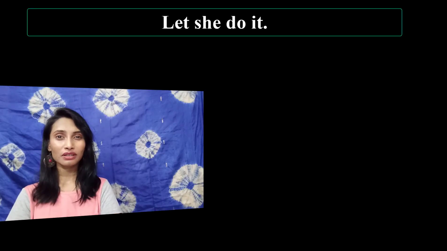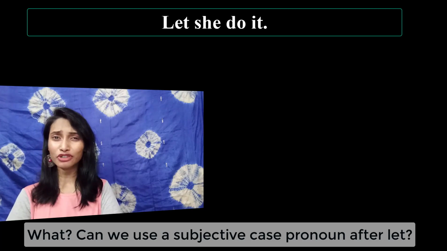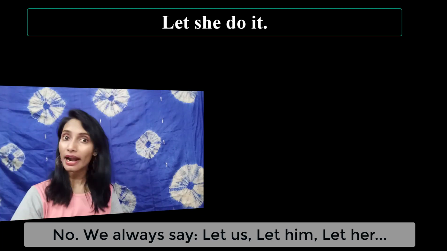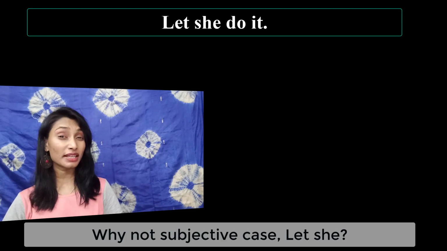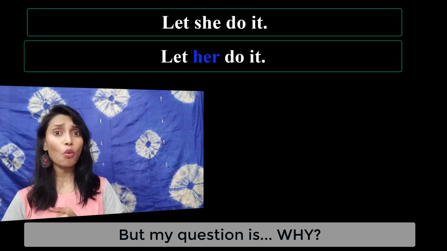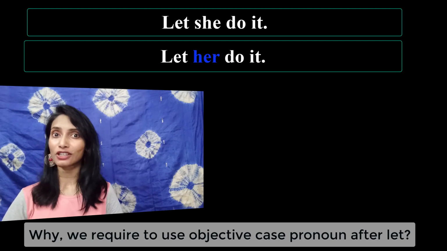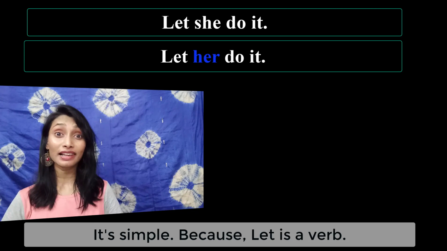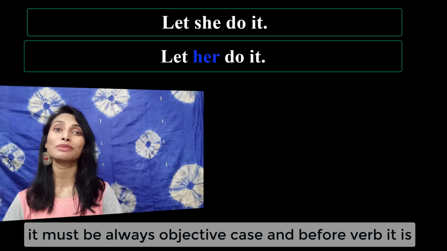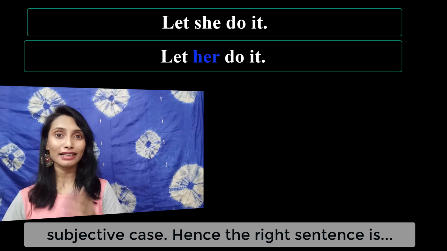Let she do it. What? Can we use a subjective case pronoun after let? No. We always say let us, let him, let her. Why not subjective case, let she? Obviously the answer is let her do it. But my question is why? Why are we required to use the objective pronoun after let? It's simple, because let is a verb and we have already discussed that after a verb it must always be objective case, before a verb it is subjective case. Hence the right sentence is let her do it.